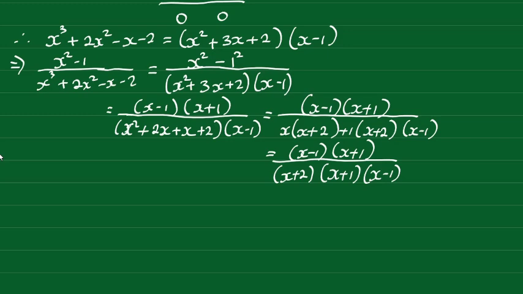Now we have x minus 1 at our numerator. This cancels out, and we have x minus 1 cancelling out at our denominator. We have x plus 1 at our numerator, and it cancels out x plus 1 at our denominator. So we're left with 1 divided by (x plus 2) as our final answer.